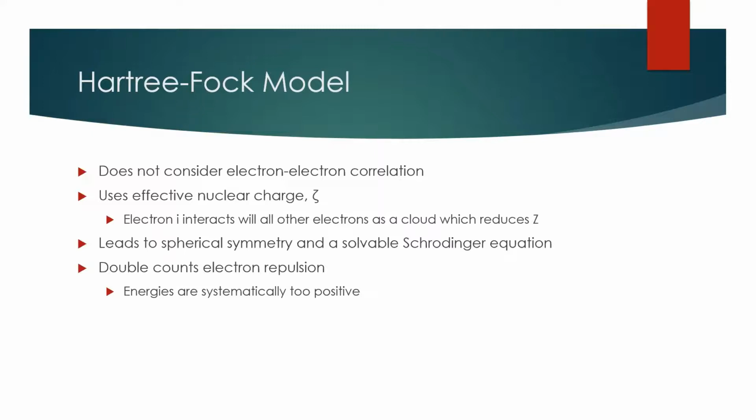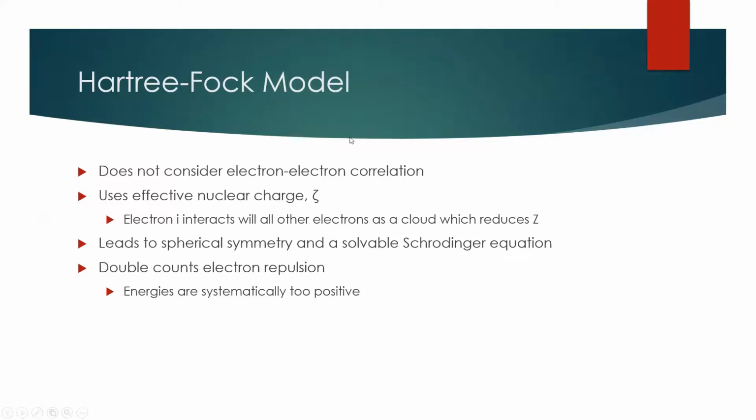Now, this allows us to solve the Schrodinger equation, but it double counts electron repulsion, which gives us systematically positive energies. This is something we'll see as we go through looking at some of the predictions that quantum mechanical calculations make: we often get systematic errors, where we get the same error because of the assumptions that we put in. And if we know that, it'll help us compare to experiments and so forth.